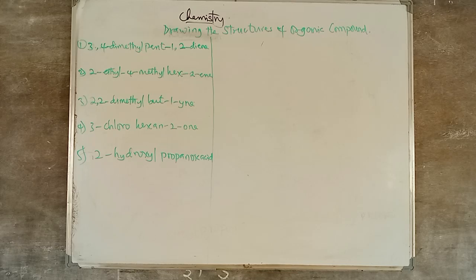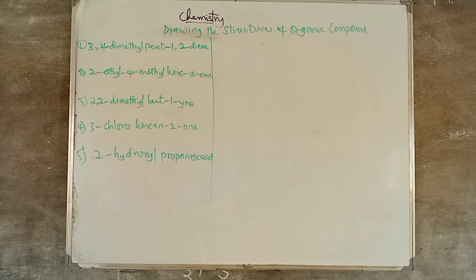Drawing the structures of organic compounds from their names. Let us see the examples on the board, 1 to 5. Let us draw the structures of the following compounds. Number 1: 3,4-dimethylpenta-1,2-diene.